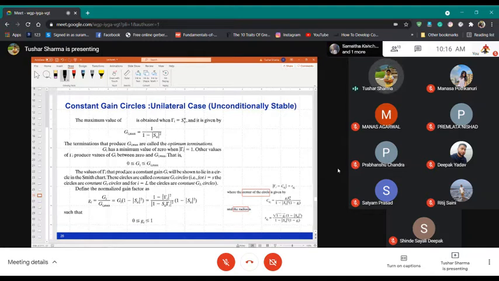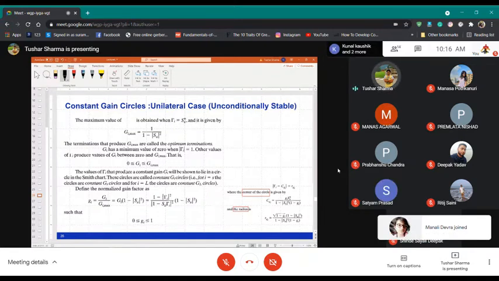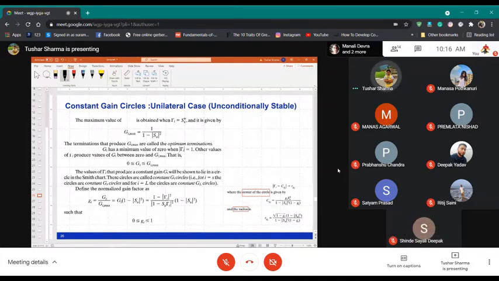Now think of it this way. The first case is a unilateral case that is unconditionally stable. It means I can pretty much design anywhere on my Smith chart. The maximum value is obtained when gamma S is equal to S11 conjugate and gamma L is equal to S22 conjugate. So my Gi max is given by 1 over 1 minus the magnitude of Sii squared. So for GL it is 1 over 1 minus |S22| squared.